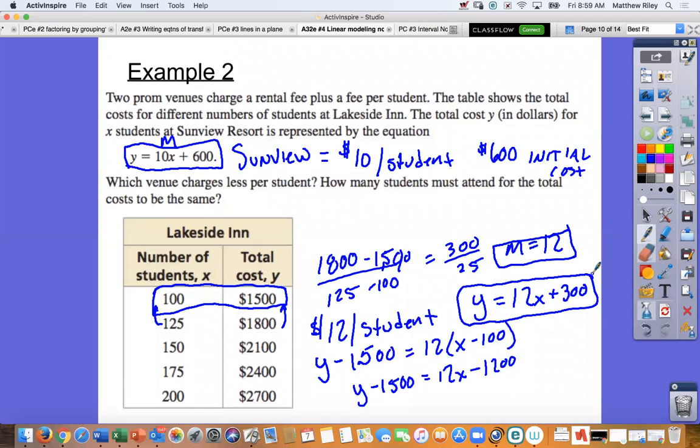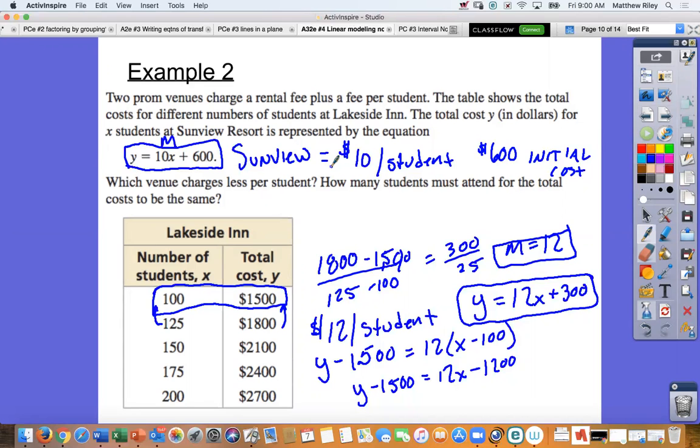So let's answer the questions now. Back up here, Sunview cost $10 per student and had a $600 rental fee. Lakeside is $12 per student and had a $300 initial rental fee. So if I don't have very many students, I should go to Lakeside if I'm trying to keep the cost down. If I have a ton of students, then I want to pay less per student and I don't mind paying a higher initial cost. But which venue charges less per student? It is Sunview.